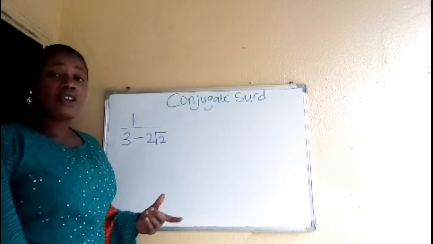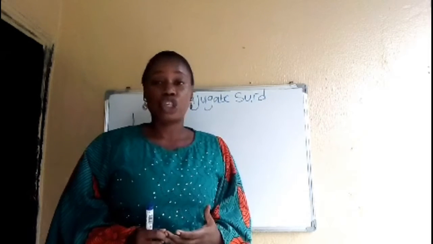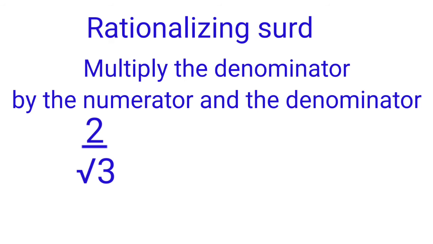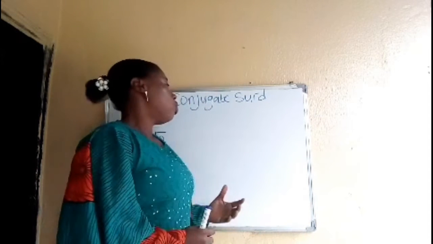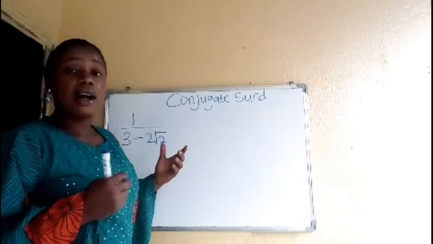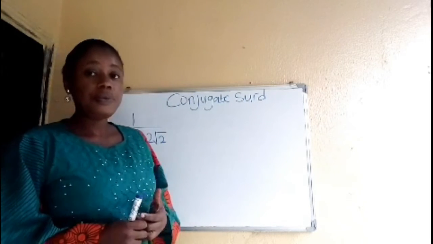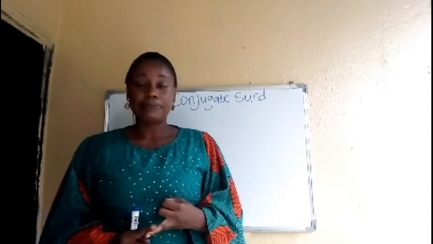Now, in our previous work, I talked of how to rationalize surds. When rationalizing, you multiply the numerator and the denominator by the denominator. Now, to answer this question, two important steps are involved: conjugate and rationalizing.